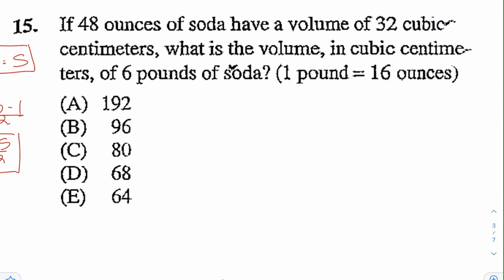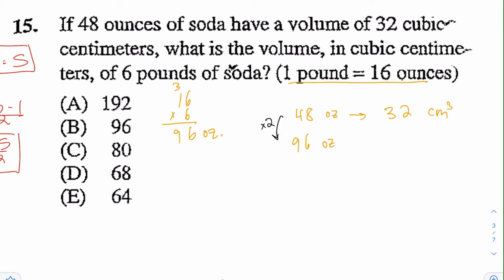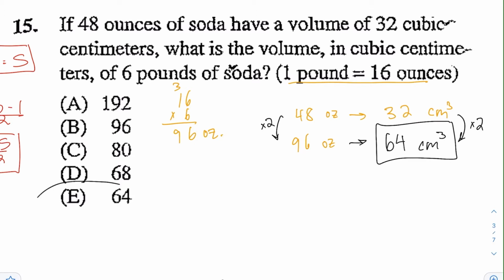Next, for number 15, if 48 ounces of soda have a volume of 32 cubic centimeters, what is the volume in cubic centimeters of 6 pounds of the soda? So 1 pound is equal to 16 ounces. So 6 pounds of soda, you'll have to do 16 times 6. You get 96 ounces. So you know that 48 ounces is 32 cubic centimeters, and you have 96 ounces. Well, 48 times 2 is equal to 96. So if you multiply by 2 on the left side, you also got to multiply by 2 on the right side. And 32 times 2 is 64 cubic centimeters. So the answer is going to be choice E, 64.